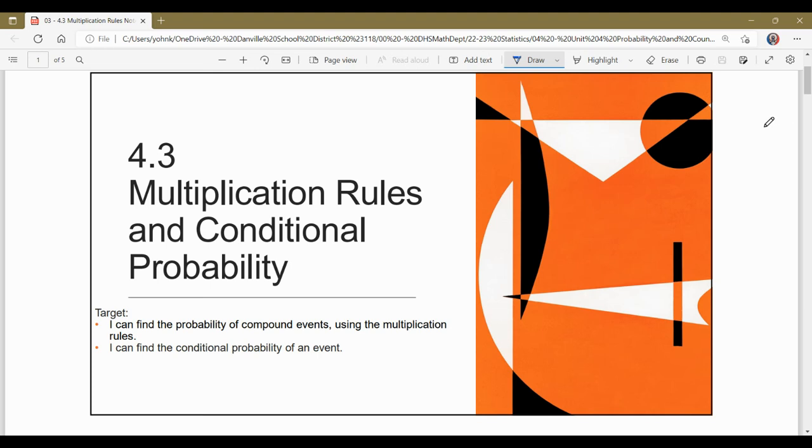Hey kids, welcome to section 4.3, multiplication rules and conditional probability. Today we're going to learn how to find the probability of compound events using the multiplication rules and how to find the conditional probability of an event.